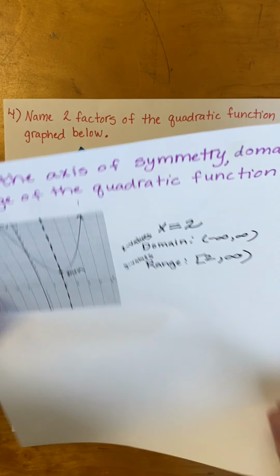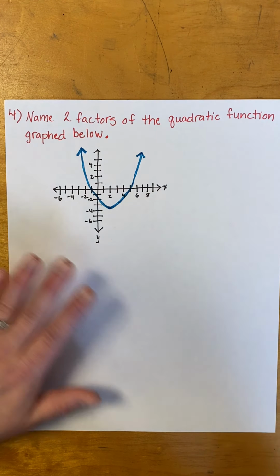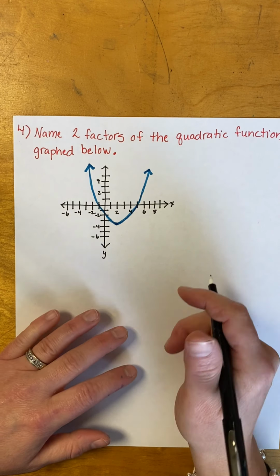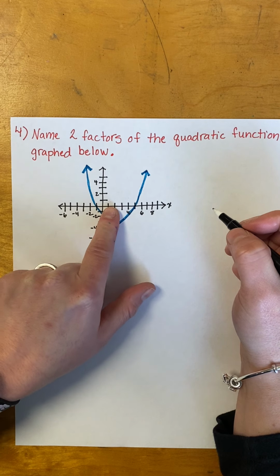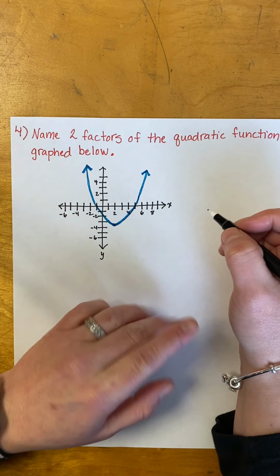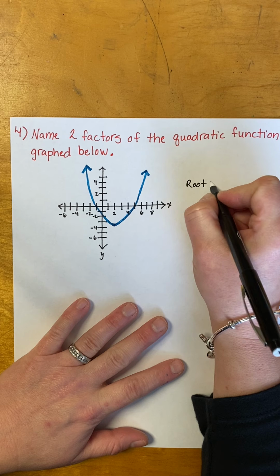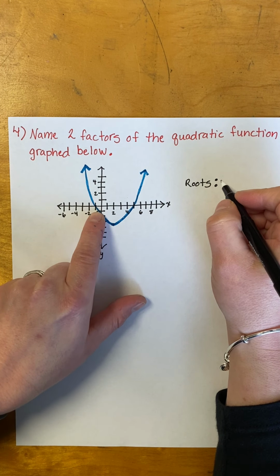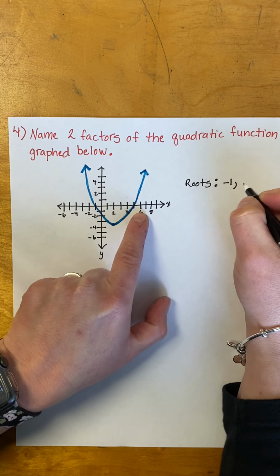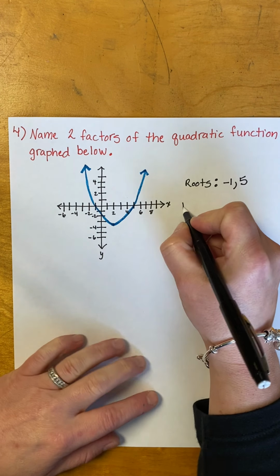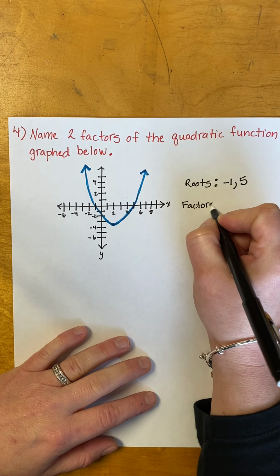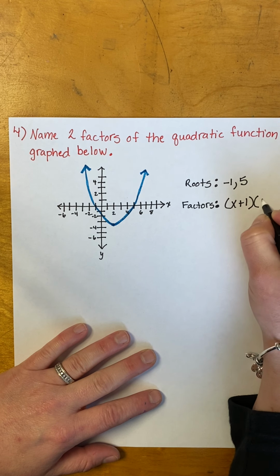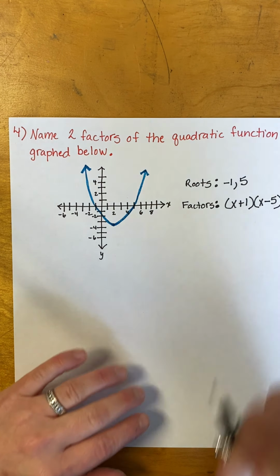All right, let's look at another one. It says, name two factors of the quadratic function graph below. So all we need to do is find the roots. And remember, roots are real, factors are fake. So the roots here are the x-intercepts, are the zeros, are the solutions, right here, that's negative 1 and positive 5. So that means my factors would be the opposite. So that would be x plus 1 and x minus 5.